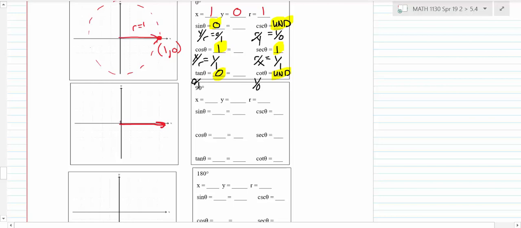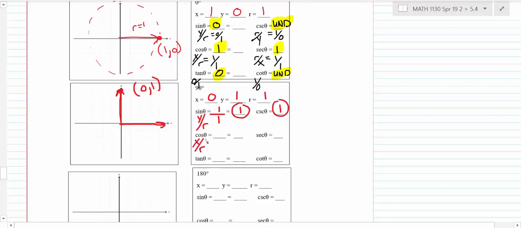Let's go to the next one here, 90 degrees. So 90 degrees, again, you have a point, and that point's going to be 0, 1. So we're going to let r be 1. x is going to be 0, y is going to be 1. So the sine is going to be y over r, so 1 over 1 would be equal to 1. Cosecant is the reciprocal of 1, so it's also 1.